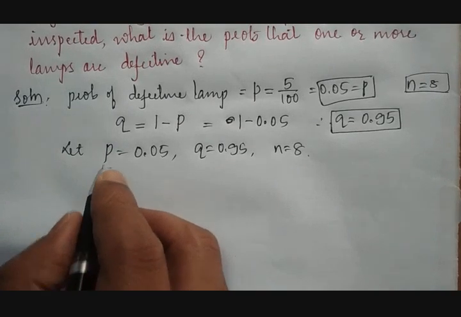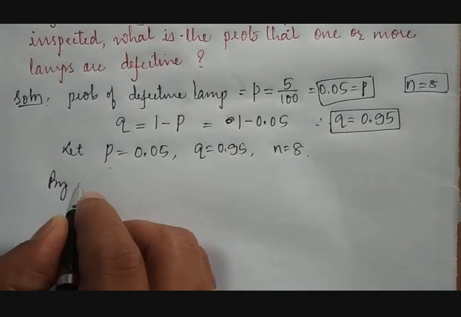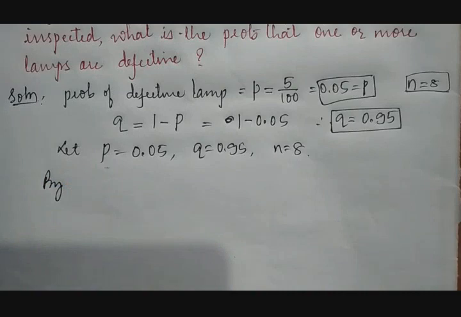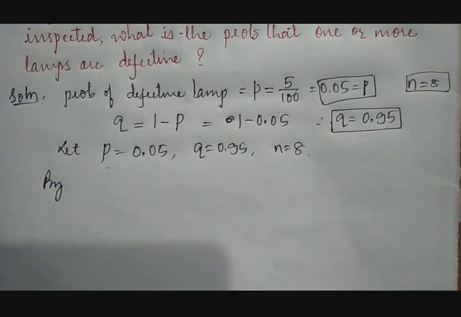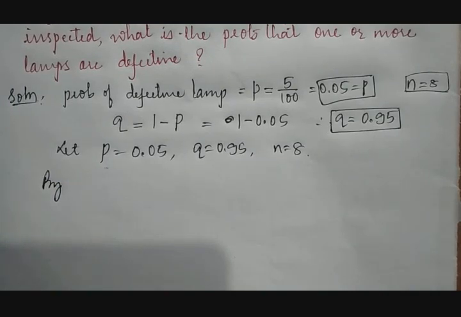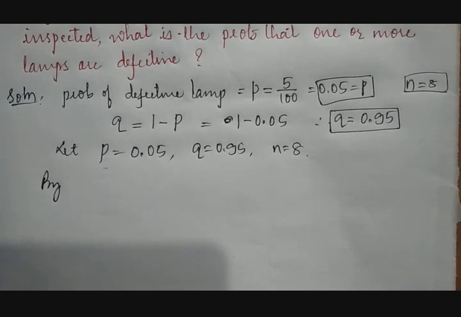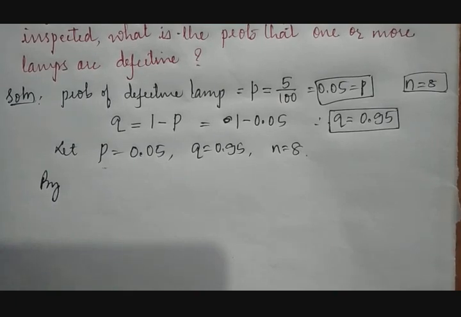Then by binomial, is it a binomial? Are you sure? How do you check whether it is binomial or not? You can see what we are checking here. We are checking whether the lamp is defective or not defective. It is in good condition for use or it is not in good condition. Only two options. There is no third option. So it is binomial.